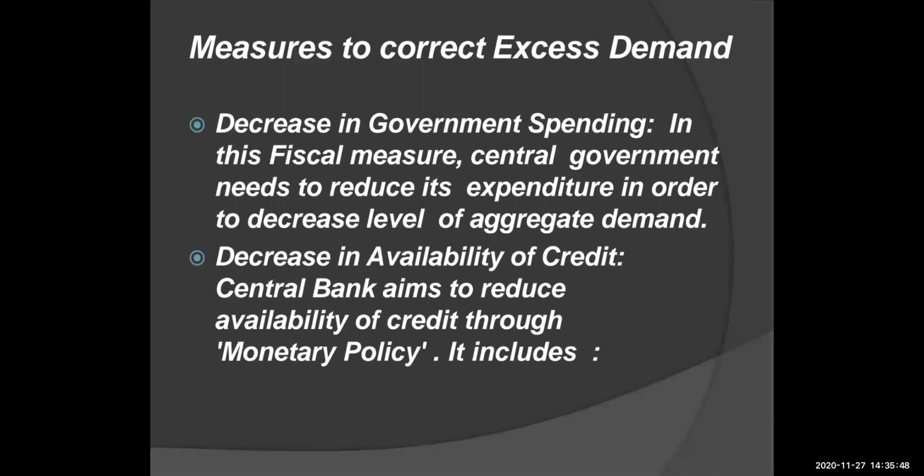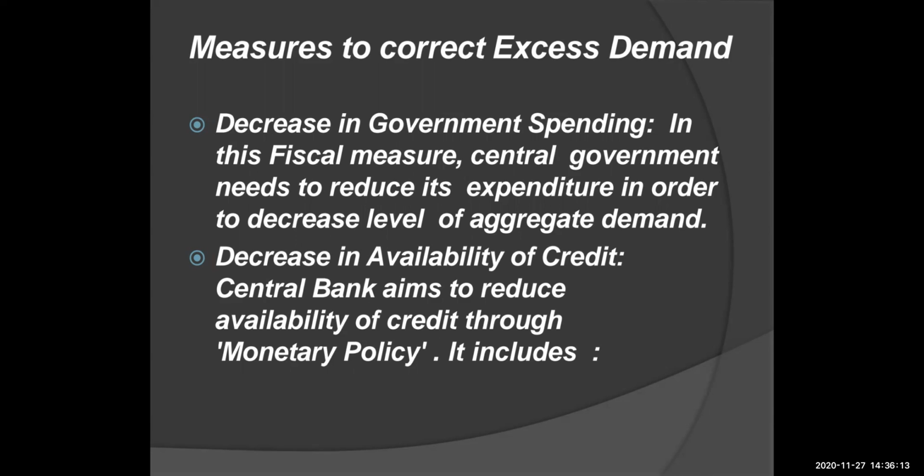And if you want to correct excess demand, then there are certain measures to correct excess demand. Firstly, decrease in government spending. This is one of the fiscal measures which is undertaken by the government, and it needs to reduce its expenditure in order to decrease the level of aggregate demand.